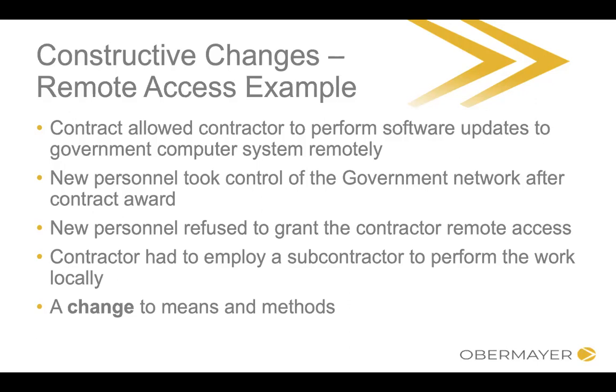The new personnel that took control in the government, the new contracting officer, however, said, no, I'm sorry, I don't want to allow that anymore. I'm not going to allow you access to the government network. I'm going to shut down the security protocols. You're not going to be able to do any work remotely. So basically, they refused to grant my client remote access.